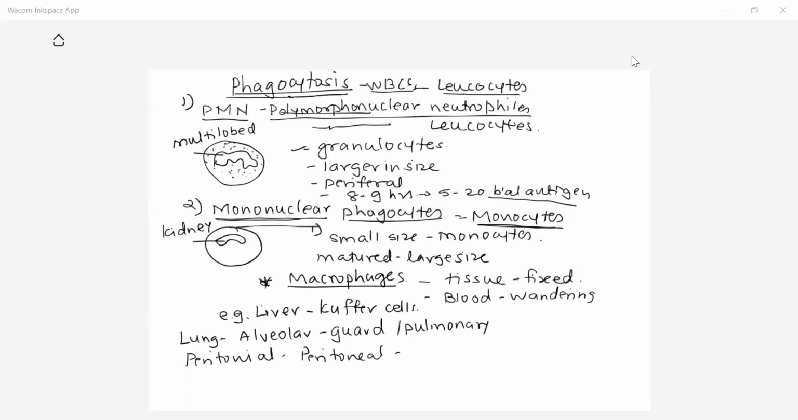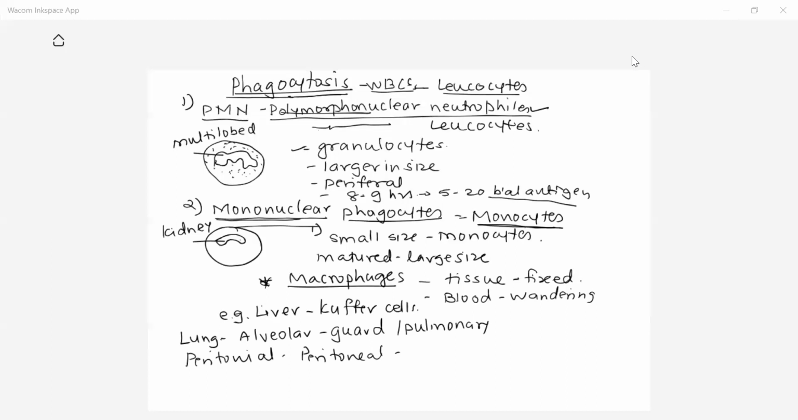Which cells are there? In the blood, WBCs are there. Among the WBCs, there are polymorphonuclear neutrophiles. Why are they called neutrophiles? Because they have no affinity towards acidic or basic stain. All of you know that in the blood there are some WBCs called acidophiles, some are basophiles and some are neutrophiles. Acidophiles are the cells which have affinity towards the acidic stain, basophiles have affinity towards the basic stain, and the last one is the neutrophile.